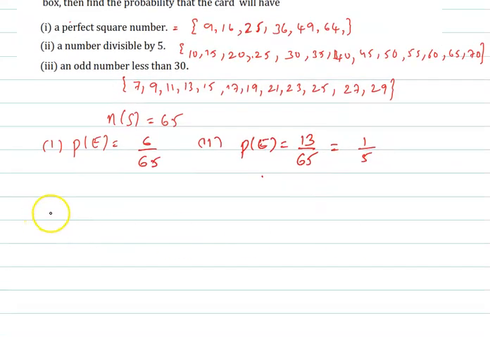Third one, the probability of the event is how many odd numbers? 1, 2, 3, 4, 5, 6, 7, 8, 9, 10, 11, 12. So 12 divided by 65. These are the probabilities for the given events.